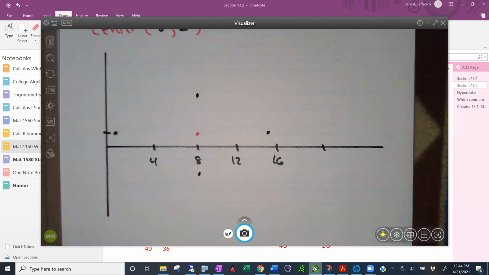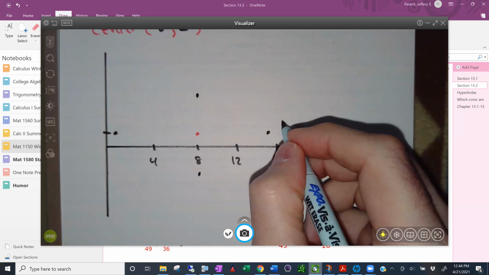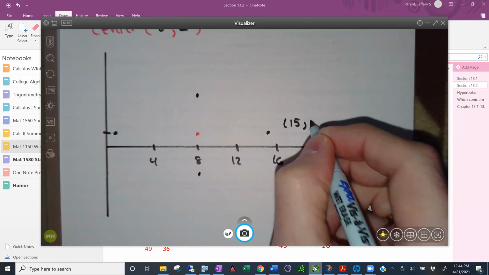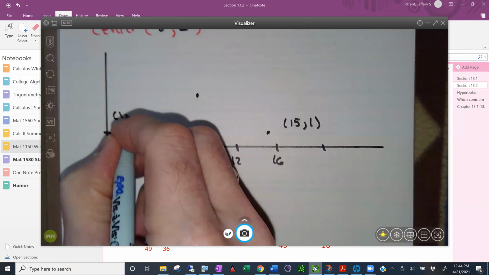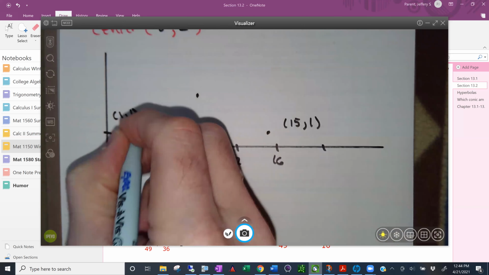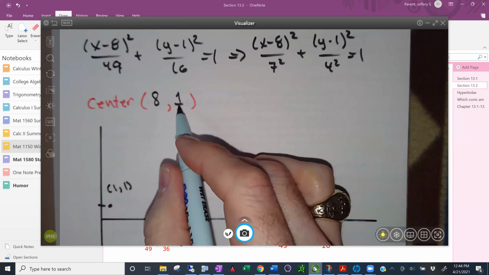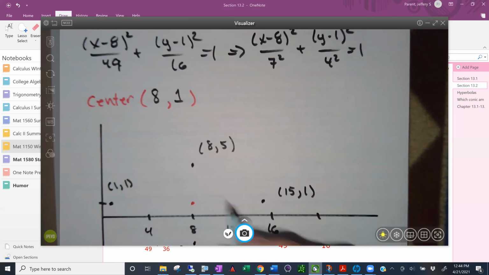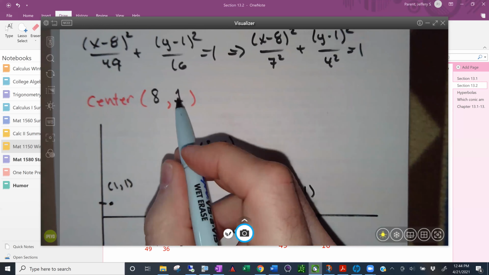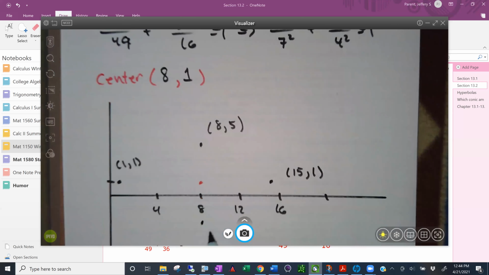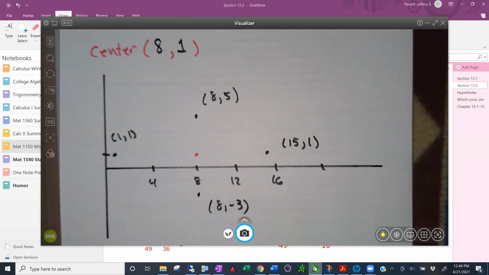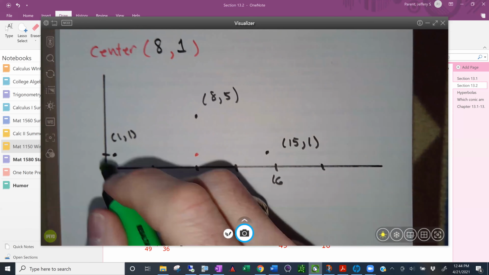If you wanted, you could figure out the coordinates here. That'd be 15 and 1. That'd be 1 and 1. Up 4 here from center, you're going to be shifting that. You're going to add 4, so it's going to be 8 and 5. And then down 4, subtract 4 from that would be 8 and negative 3. I don't know as though you're going to need to find the actual coordinates, but there they are nonetheless.